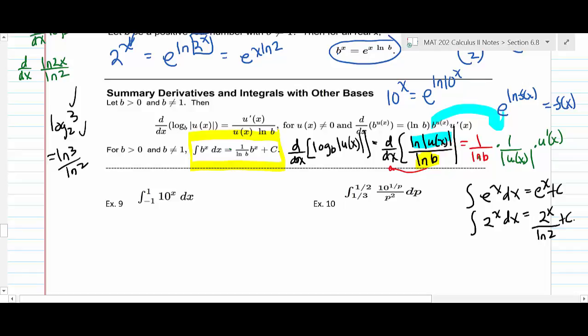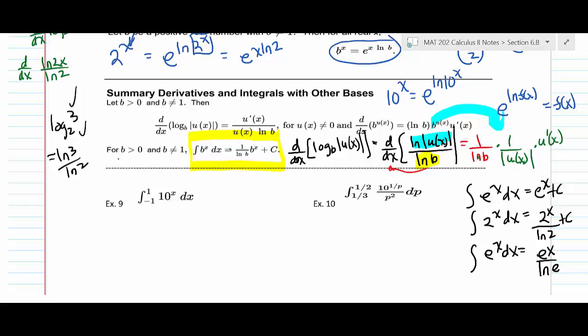e to the x is very special, and let me mention this too. If you're integrating e to the x dx, you could really just say it's itself over the ln of e, and you'd still get e to the x, because what's ln of e? 1. So this rule works for everything. It's just that e to the x is very, very special. That's a rule that I can develop if I need to.